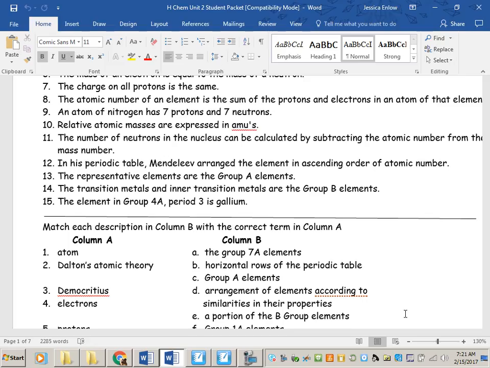Do you guys see where it says 1A, 2A, 3A on the top of the groups? So that's 1A, 2A, and skip all the transition metals. Then you have 3A through 8A. Those towers are the representative elements. That's just their term. Everything here are the B elements in the transition metal area. Those are not representative because they don't have a representative characteristic they carry.